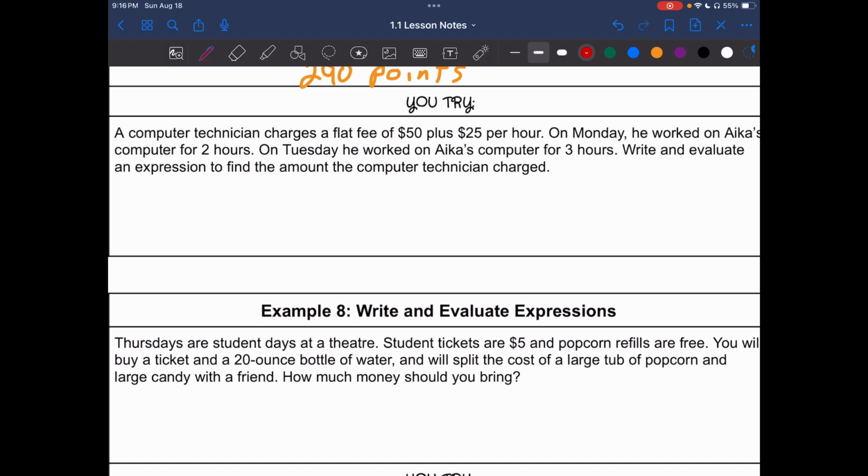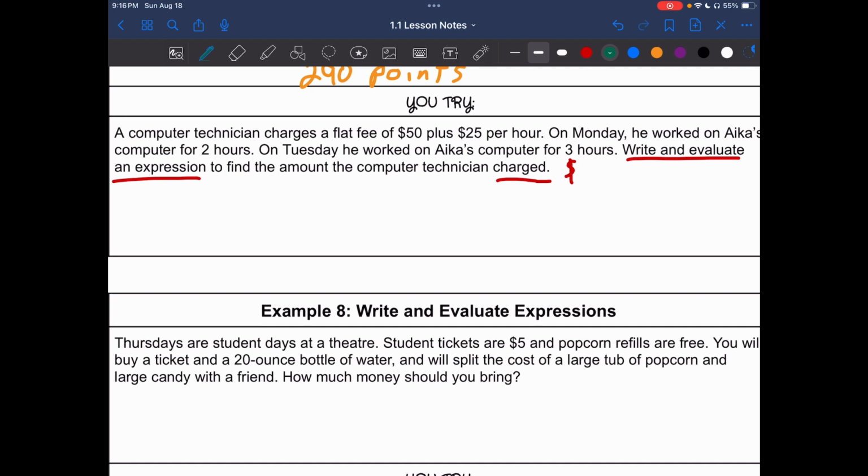So, our task is to write and evaluate an expression for the charge, how much he is charging. Now, what are we measuring charge in? What do we charge people with? What units do we use on how much something costs? Well, here in the United States, we use dollars. So that's our first part.